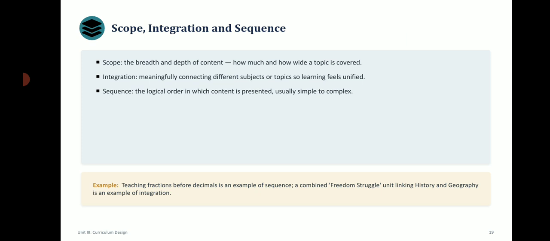Sequence, of course, is the logical order. While arranging the components of curriculum, a vertical sequence should be followed. Logical order, in which content is presented, usually simple to complex. What is the example given? Teaching fractions before decimals is an example of sequence. A combined freedom struggle unit linking history and geography is an example of integration. So this is how it works: scope, integration, sequence.